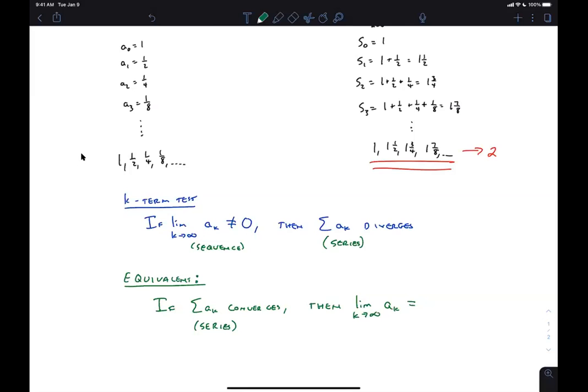And the reason we know that is because if it did not, then this series would have diverged. And so what I'm writing in green, we don't present as a separate result, but that has to be true based on the K-term test.